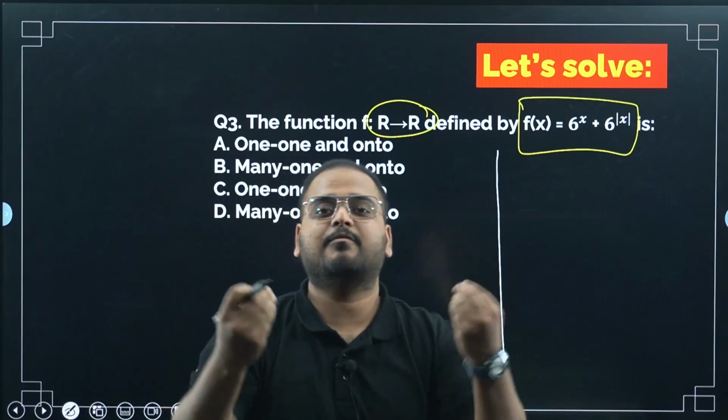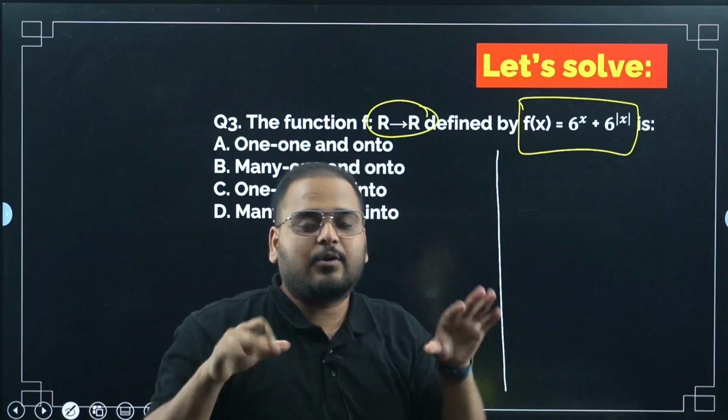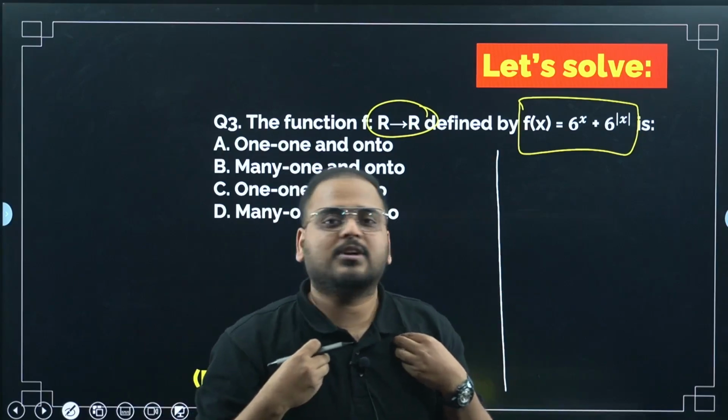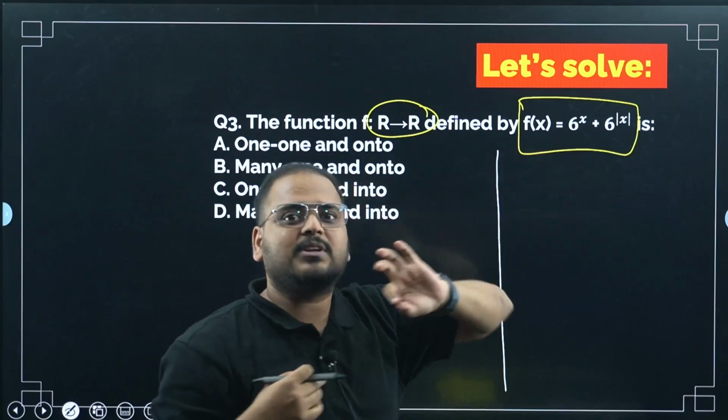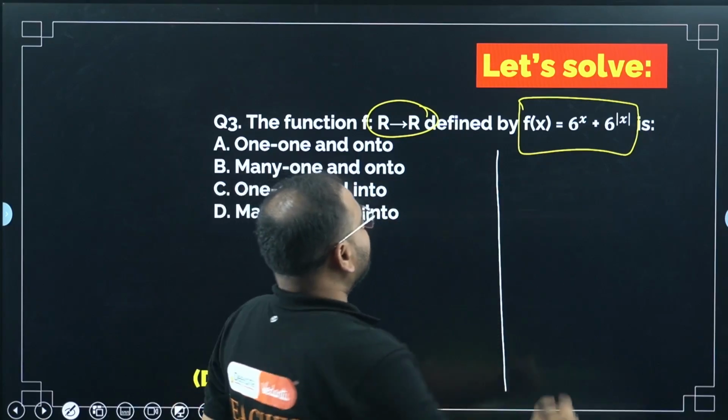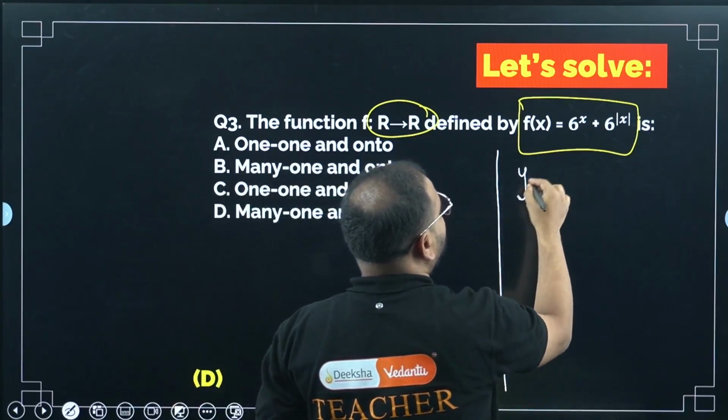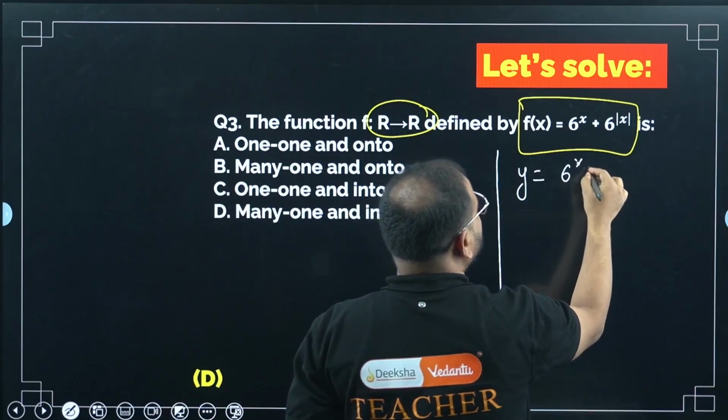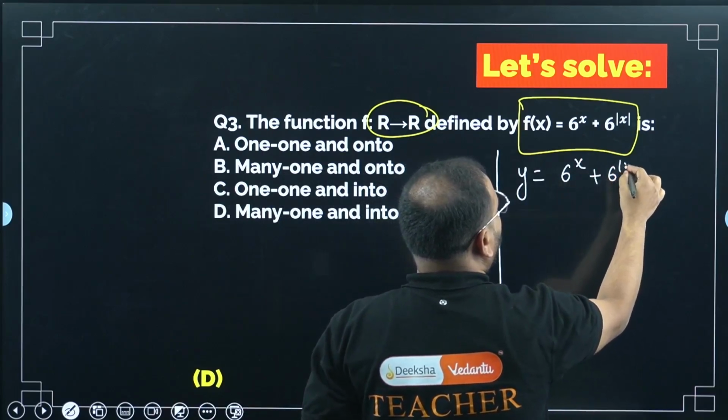Let's make it understandable for common people like me. Sir, I don't understand complex mathematics. I also don't understand complex mathematics. Let's break it into simpler things that I understand. What can this function be written as? y = 6^x + 6^|x|.